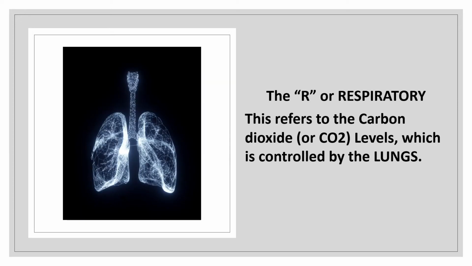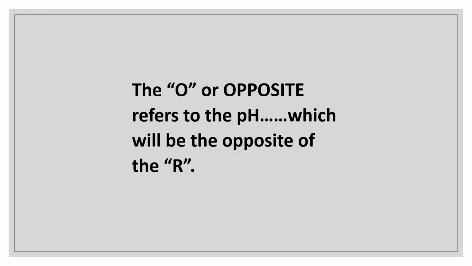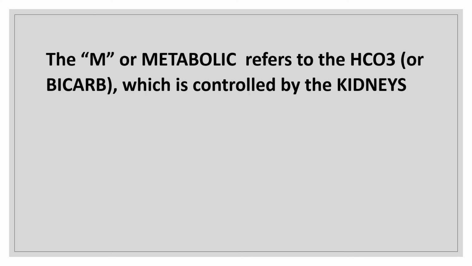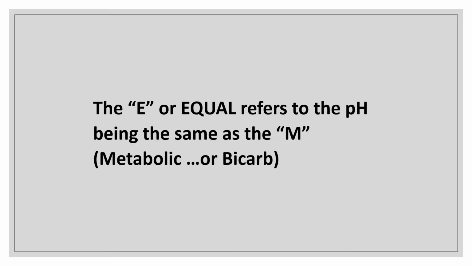The R, or respiratory, refers to the carbon dioxide or CO2 levels, which is controlled by the lungs. The O, or opposite, refers to the pH, which will be the opposite of the R. The M, or metabolic, refers to the HCO3 or bicarb, which is controlled by the kidneys. The E, or equal, refers to the pH being the same as the M, or the metabolic or the bicarb.